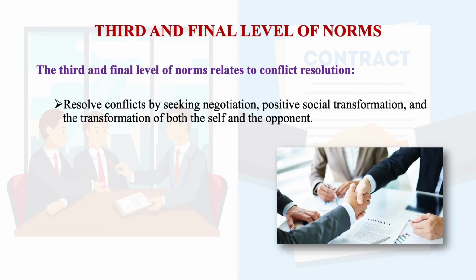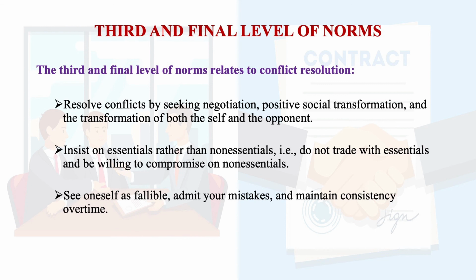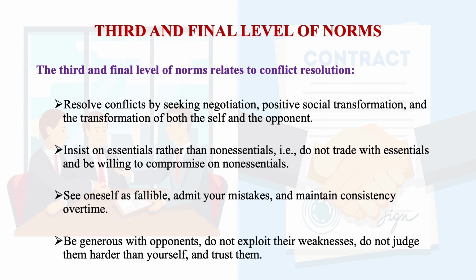Third and the final level of norms relates to conflict resolution. First one being resolving conflicts by seeking negotiation, positive social transformation, and the transformation of both the self and the opponent. Insisting on essentials rather than non-essentials, that is, not trading with essentials and being willing to compromise on non-essentials. Seeing oneself as fallible, admitting your mistakes, and maintaining consistency over time.